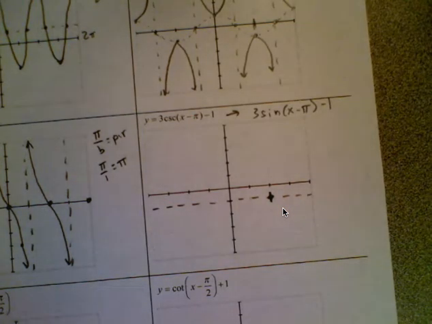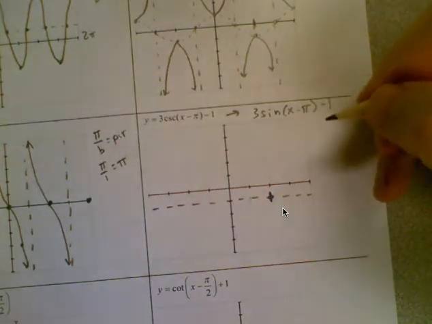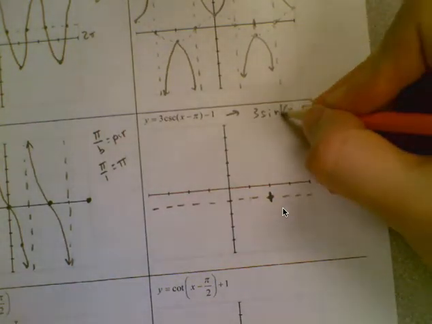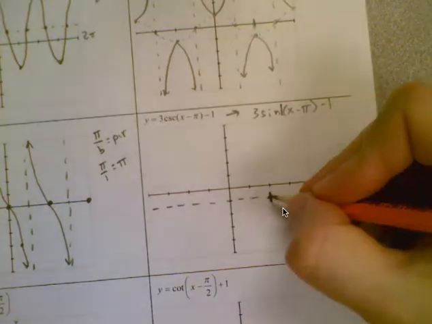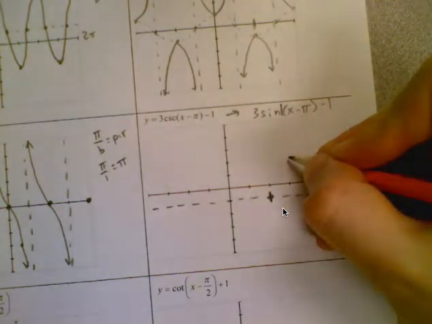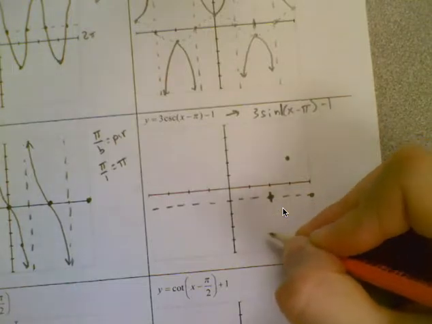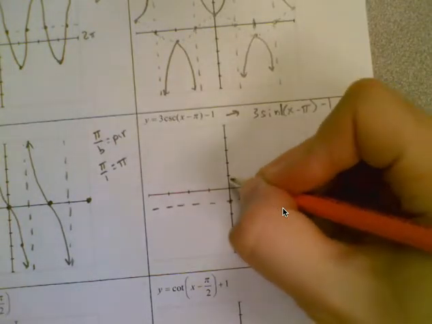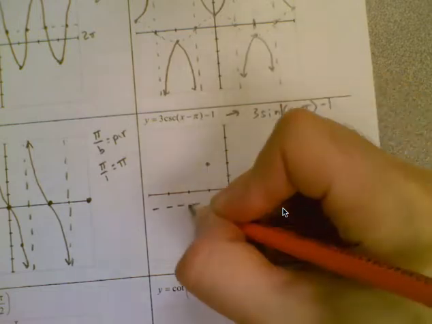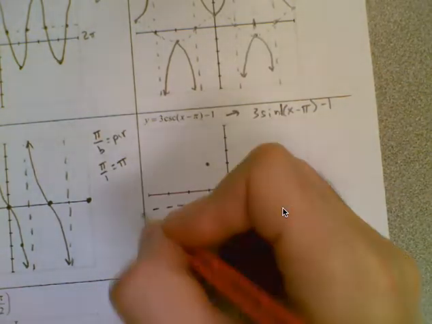It has an amplitude of 3, so I'm going to have to go up 3 for the first point, and there's no period change here because b is 1, so I'm going to go 1 tick mark at a time. So up 1, 2, 3, down 1, 2, 3, and then continue the process.